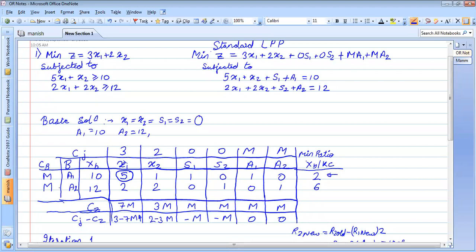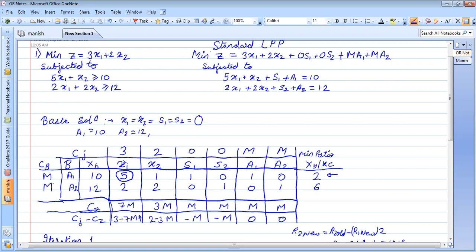Similarly, 1 into M is M, 2 into M is 2M, 1 plus 2M is 3M. Correct? Any doubts up to this point? How did I get this 7M and 3M? 5 into M plus 2 into M is 7M. 1 into M plus 2 into M, that is 3M.